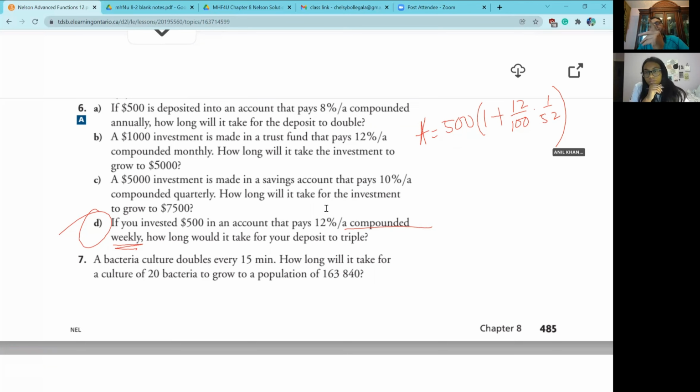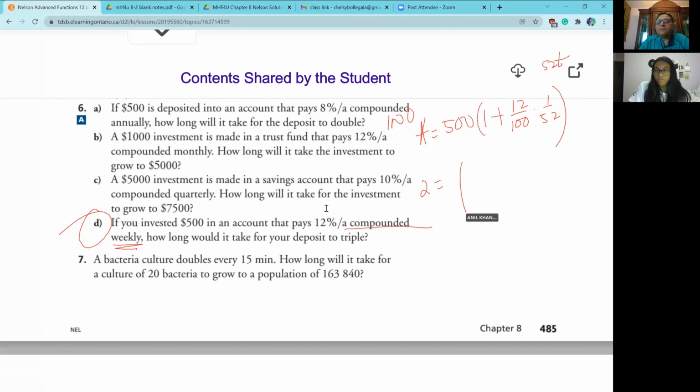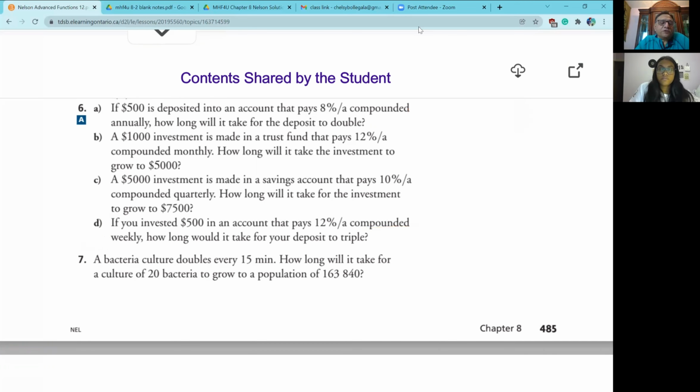And for the time period, every week it gets compounded, so it becomes 52t here in the exponent. Do you see the change? Now doubling means this becomes 1000. And now you have 2 equals to calculate this value. Is it okay? And then solve it. Can you do it later? Good. But that's the formula. Is it okay? Perfect. Question number 7, please.